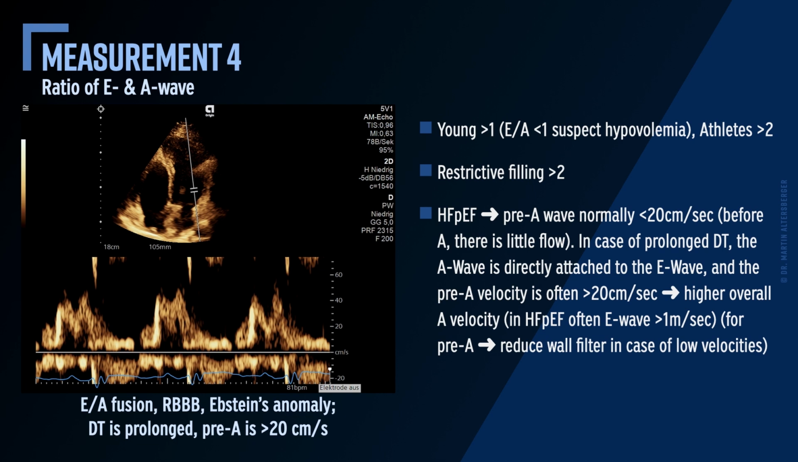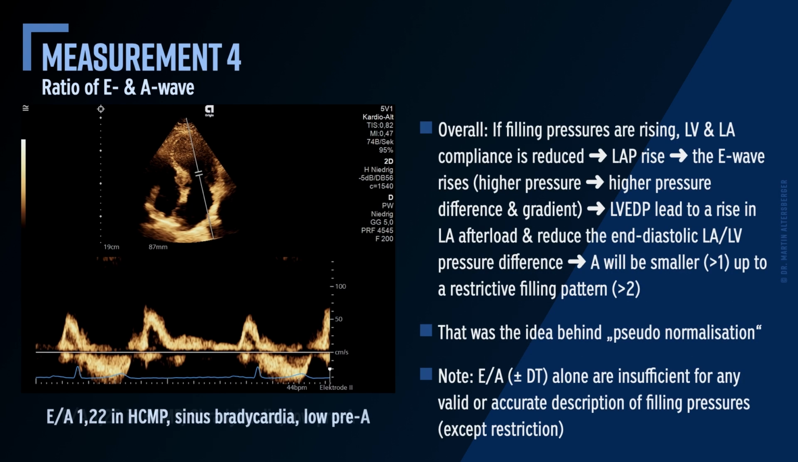In HFpEF, on the other hand, so heart failure with preserved ejection fraction, keep in mind the E wave per se is often above 1 meter per second, so 100 centimeters per second. To identify this pre-A, you can also reduce the wall filter to see it in case of lower velocities. The ratio of E to A, in this case, we do see an E to A of 1.22 in a case of hypertrophic cardiomyopathy in sinus bradycardia with a very low pre-A.